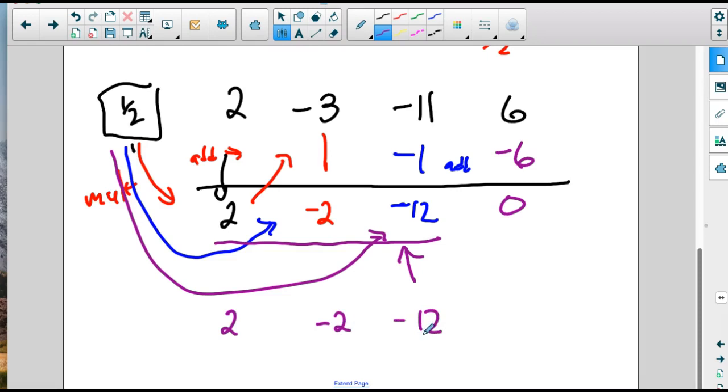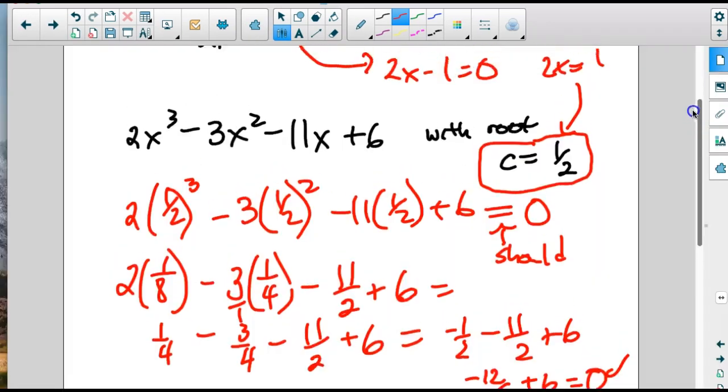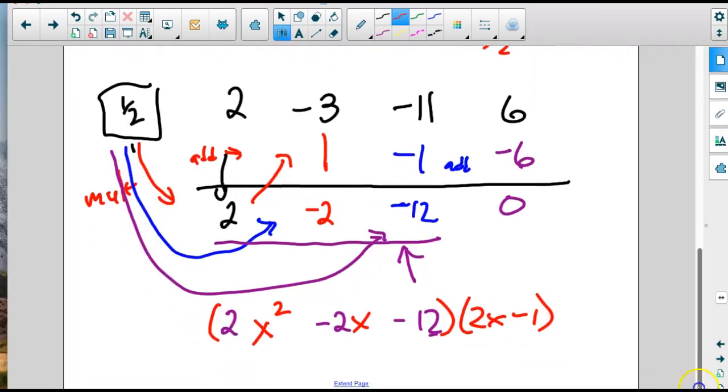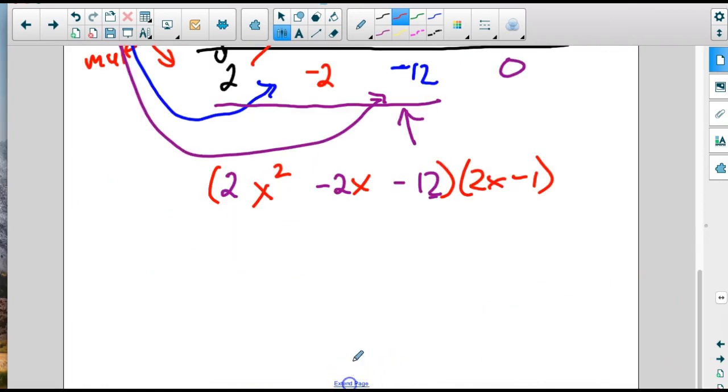This is our constant. We're going to put an x here, and they increase by x value. So this is x, and this is x squared. So this is what we would get. It would be factored. We already know the other factor is 2x minus 1, from above, that's the one we had right here that we divided by, 2x minus 1, or our root of 1/2. So this is our factored form up to this point.